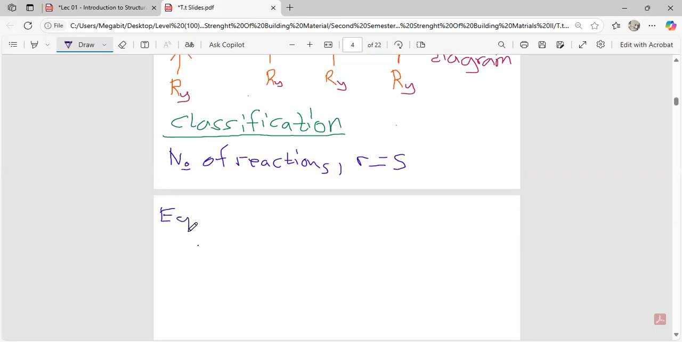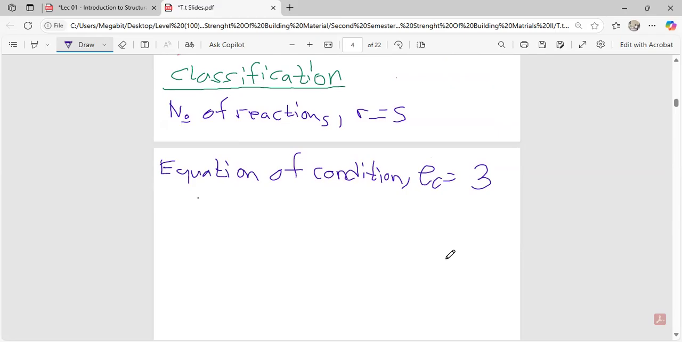So this is our equation of condition. And how many equations of condition did we discover? 3. Thank you. So the equation of condition, EC, is equal to 3.